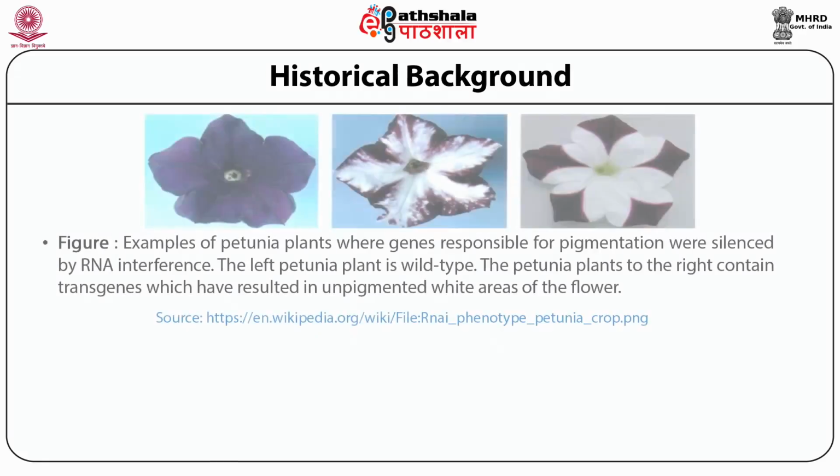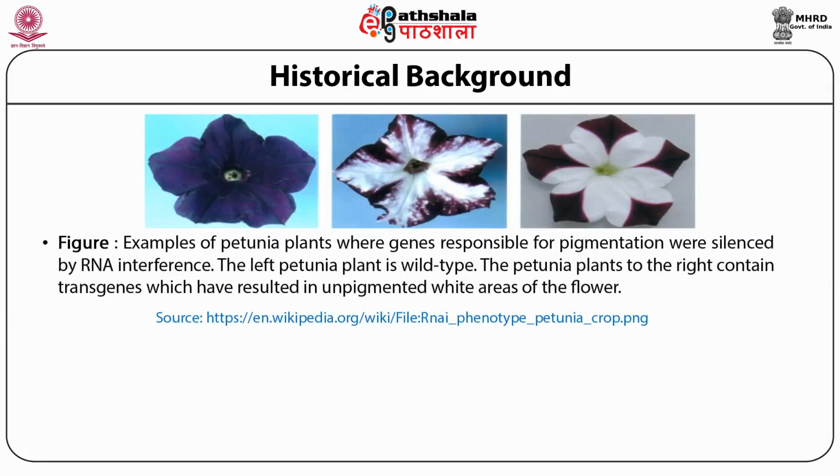Now, if you look at the diagram above, the flower on the extreme left is extremely darkly pigmented, which is the flower which is the original color. This is the petunia flower with its original pigment. The one in the middle as well as towards the right are those transgenic petunia flowers in which multiple copies of the gene chalcone synthase was given and there was inhibition of gene expression.